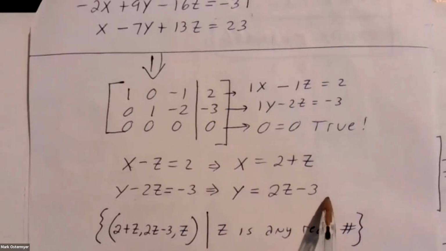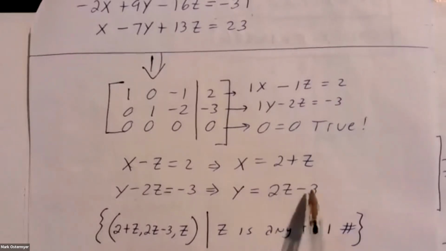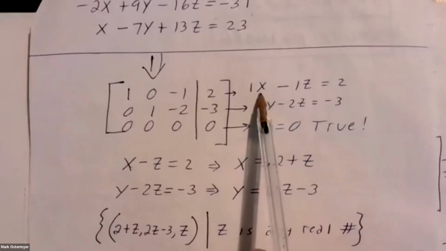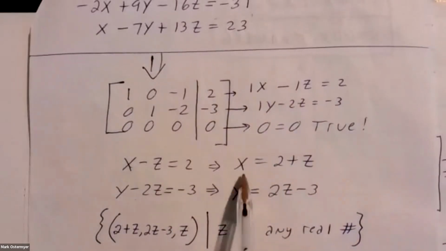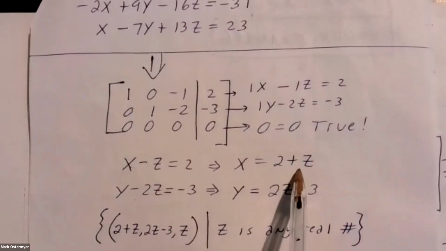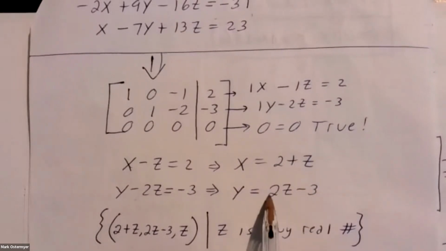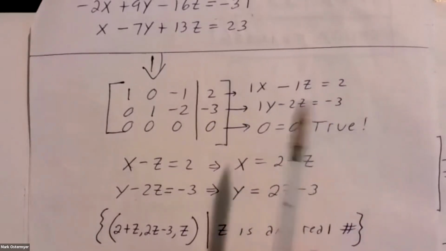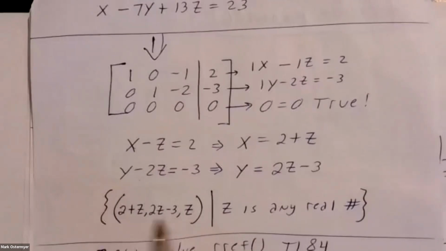So z can be any real number, but my y coordinate has got to be this. In a similar way, my first row of my output matrix generates this equation, of which I then solve for x in terms of z by adding z to both sides, and I get this. So my z coordinate of my ordered triple solution can be any real number, but my y coordinate must be this. My x coordinate must be this. Therefore, this is a way of representing all ordered triple solutions to this system.